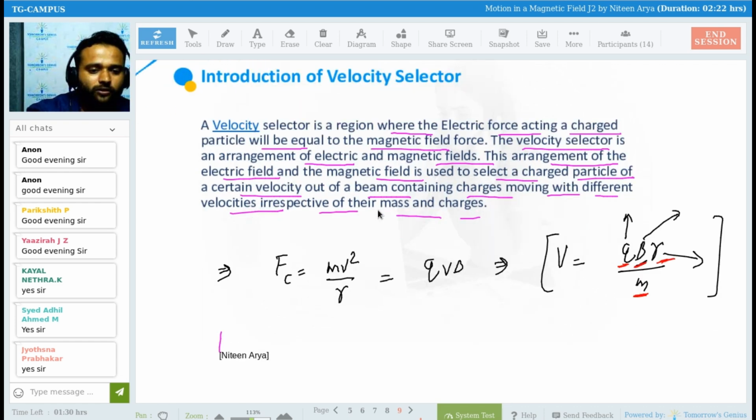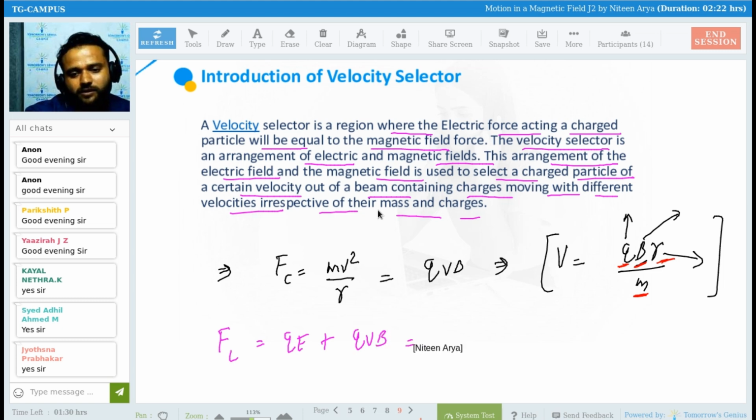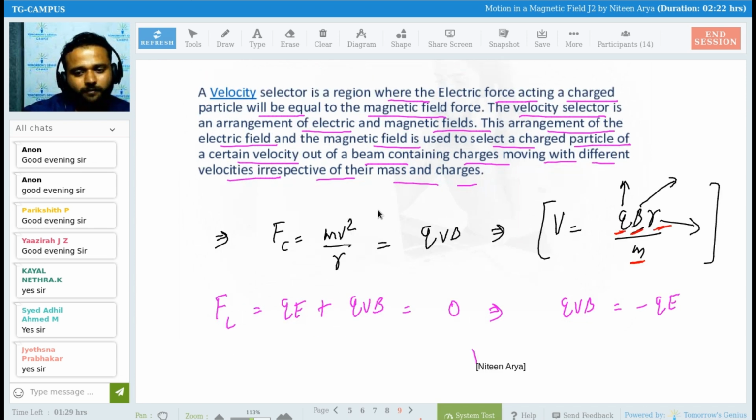We know there is a Lorentz force, which is QE plus QVB. If the total force is going to be 0, then QVB equals minus QE. Clear? And from there I simply get V, which is minus E by B. So just by tuning the electric field and magnetic field, I can get the velocity.